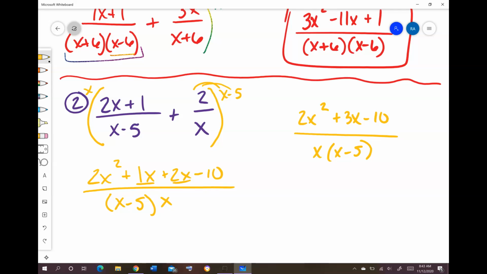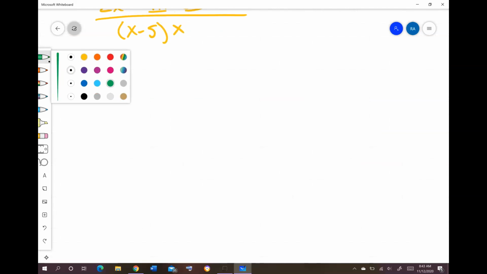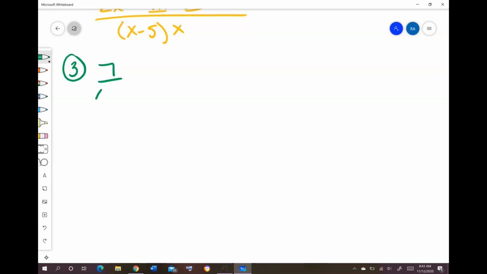All right, let's do another addition problem, one like this. Number 3 is 7 over x minus 6 plus 5. 5 is a whole number. It's not even a fraction. But how do you make a whole number a fraction? You put it over 1. Now you've got to get common denominators.